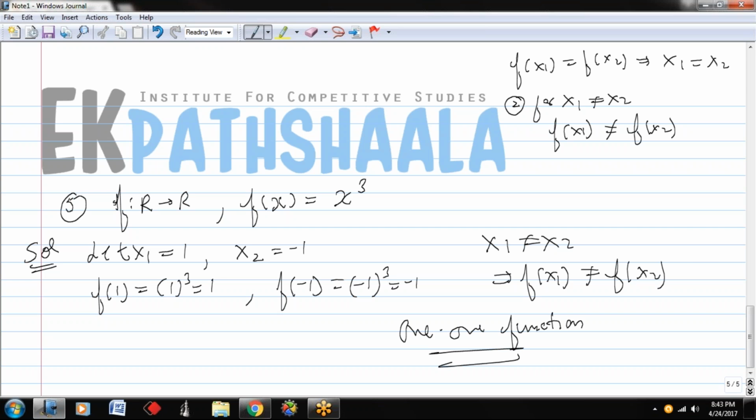So could you just repeat this for me? There is a second condition also. Okay, either way we can do it from the first condition or from the second condition. The second condition says that x1 not equal to x2 should give us f of x1 not equal to f of x2. Over here my function is f of x equal to x cube. I have randomly taken x1 as 1 and x2 as minus 1. That means x1 is not equal to x2, as 1 is not equal to minus 1. Yes, no.